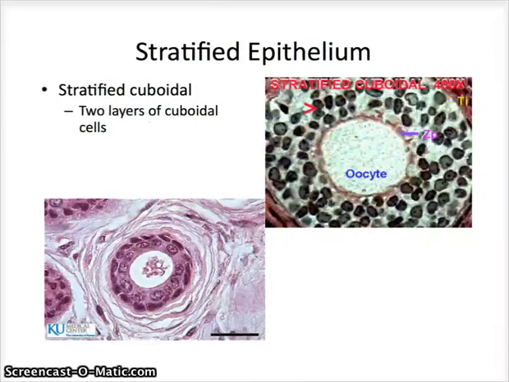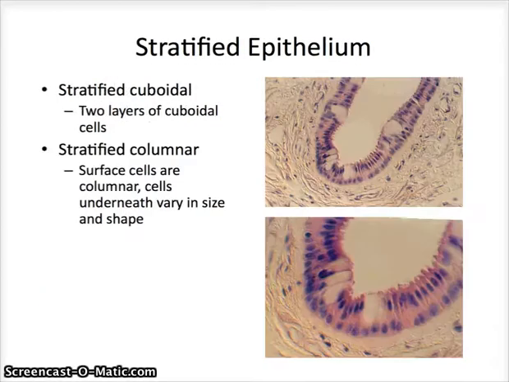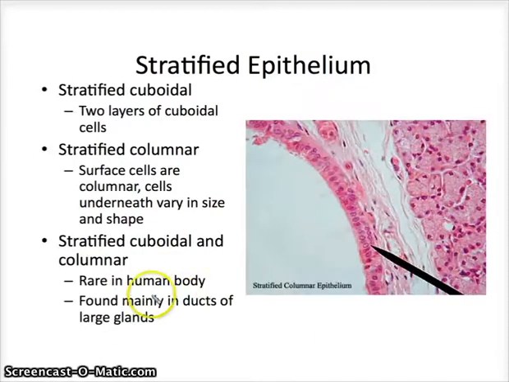Now, stratified cuboidal and stratified columnar are rare. You're not going to find them a lot. Notice here, if we look at stratified columnar, I can kind of make out the columnar look of this. The one below looks like a cuboidal, but because of the columnar one on top, this is why I think it's stratified columnar. But since it's rare, we don't spend a lot of time on it.